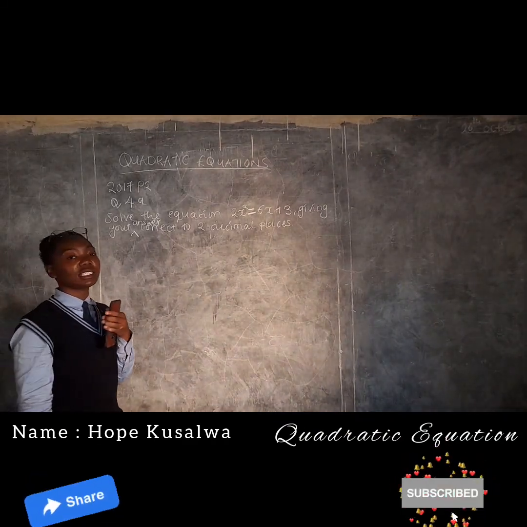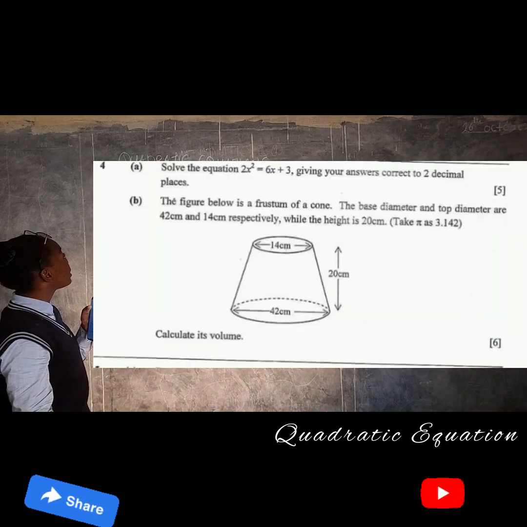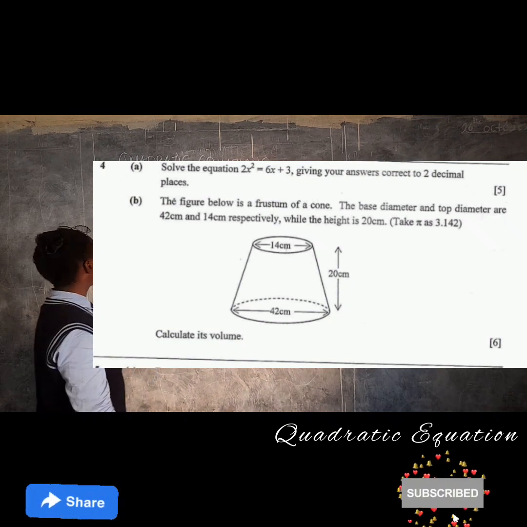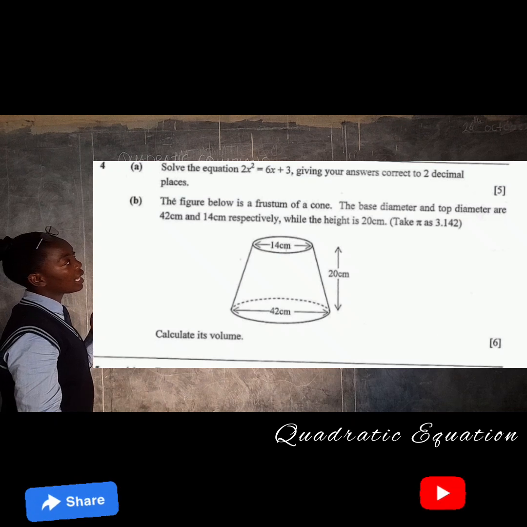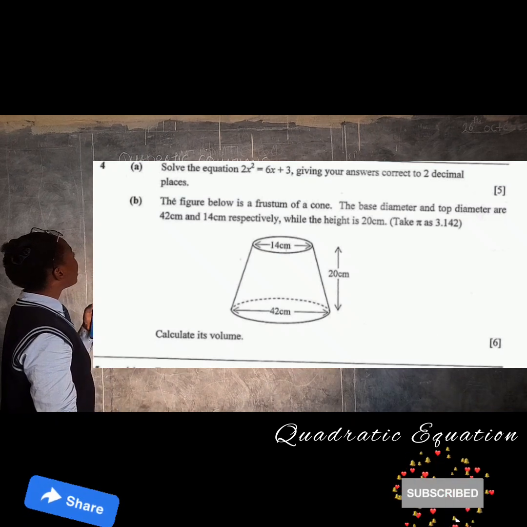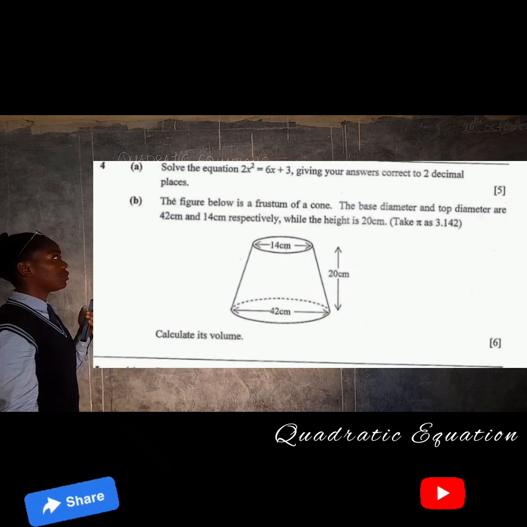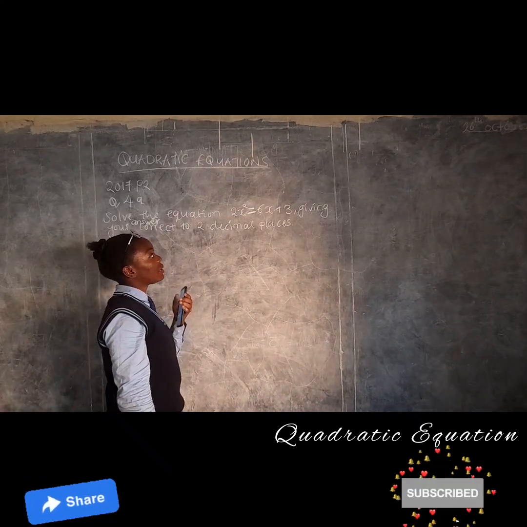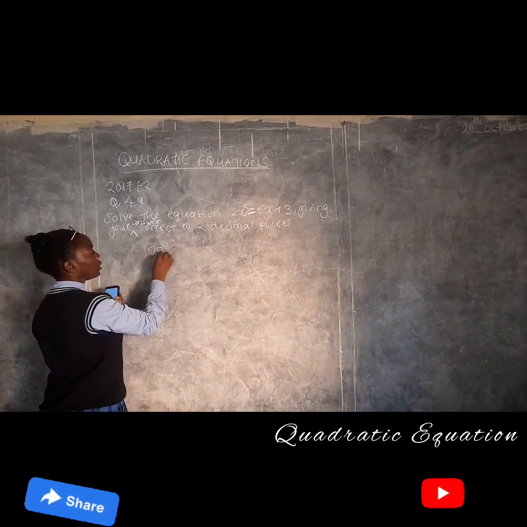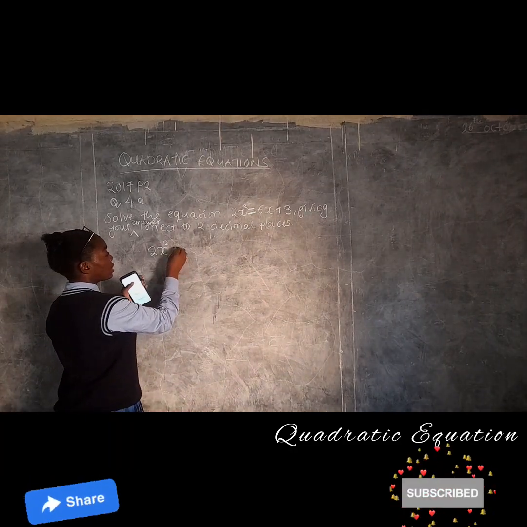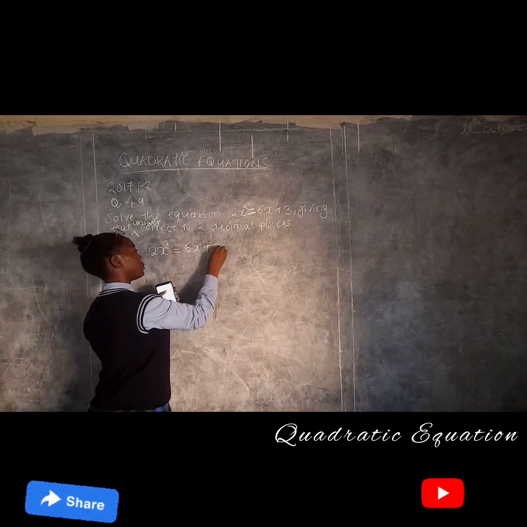So our question is coming from Mathematics 2017 paper 2 question 4a, and our question reads: solve the equation 2x squared is equal to 6x plus 3, giving your answer correct to 2 decimal places. So here what we're supposed to do is to write down our equation that has been given in the question, which is 2x squared is equal to 6x plus 3.